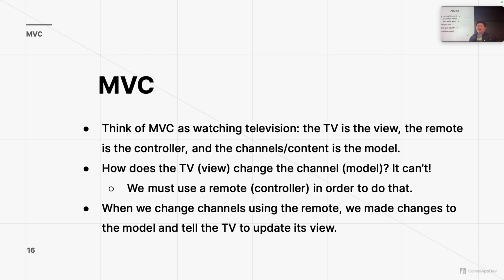Okay, and just getting it all together, you can think of MVC as watching television. You can think of the actual TV as the view, the remote controller as the controller, and the channel and the content as the model. So how does the TV, or the view, change the model? It can't, right? You can't really change the physical channel content from the remote. You use the controller to do that, right? You use the controller to communicate between the channels and the view that you're displaying. So when you're changing channels with a remote, it's the same as using the controller to tell the model, so using the controller to update the view with the model. That's how the communication works with MVC.